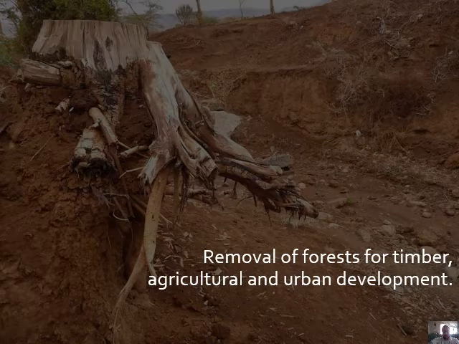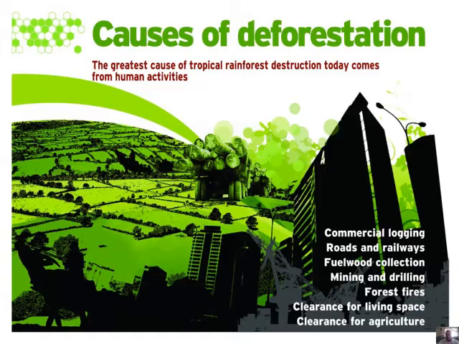So people in the rest of the world who don't know the worth of trees are damaging the environment far more rapidly than we'd like to admit. Okay, so let's look at the causes of deforestation. Why do we deforest? The greatest cause of tropical rainforest destruction today comes from human activities such as commercial logging, roads and railways, fuel wood collection, mining and drilling, forest fires, clearance for living space, and clearance for agriculture.